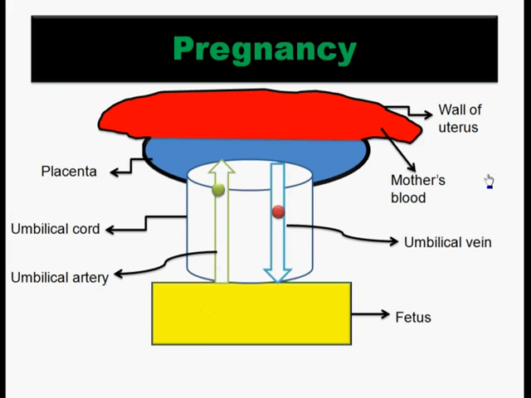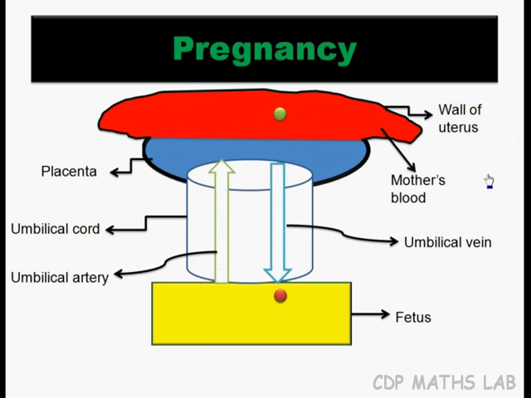Good. If you notice that the green object, which is the waste and carbon dioxide, it travels from the fetus through the umbilical artery to the mother's blood. And then you realize that the red circle, which is food and oxygen, travels from the mother to the fetus through the umbilical what? Vein. So the umbilical cord joins the placenta and the what?